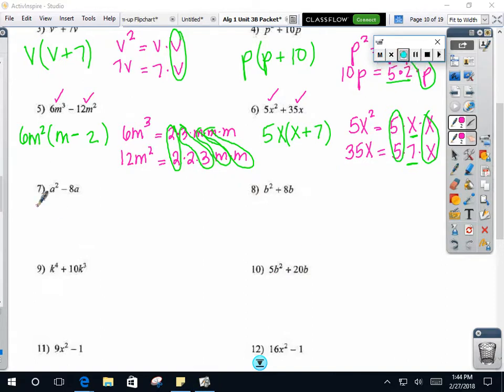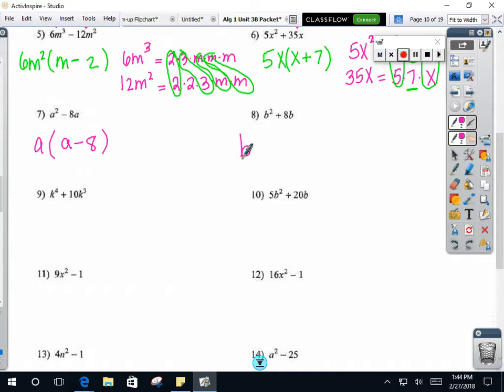The right answer was A on the outside is the GCF, because that's what they both have in common, and then on the inside, A minus 8. For number 8, B was the GCF, because that's what both terms have in common. It's just one B, and then B plus 8 is left on the inside. Any questions about those two? Do you need more explanation?